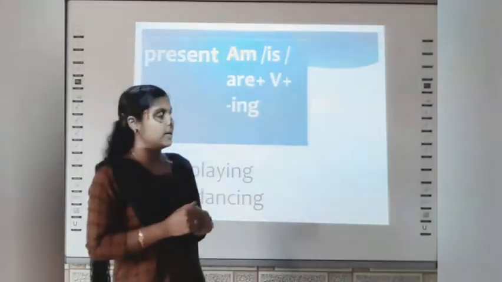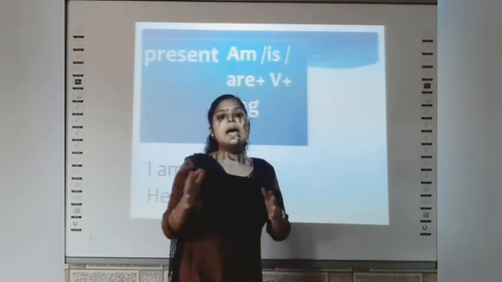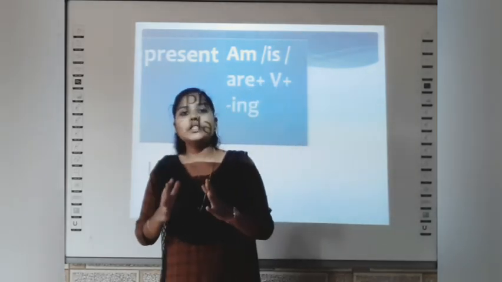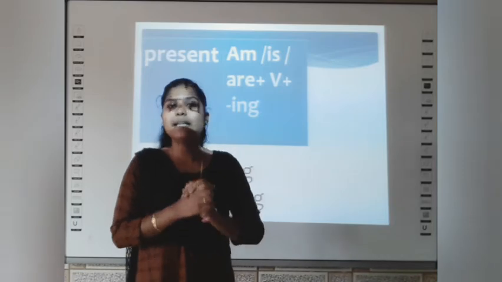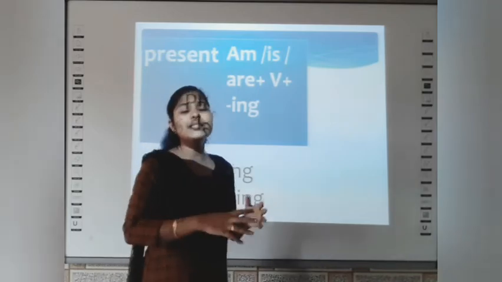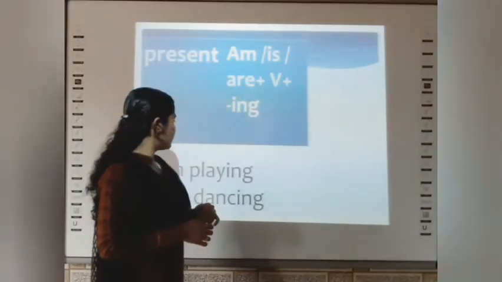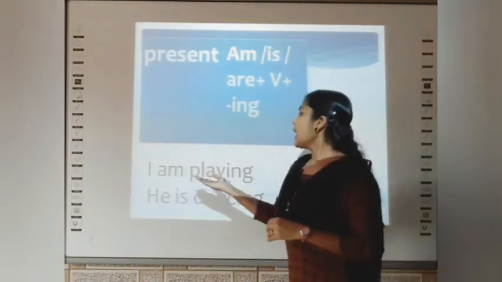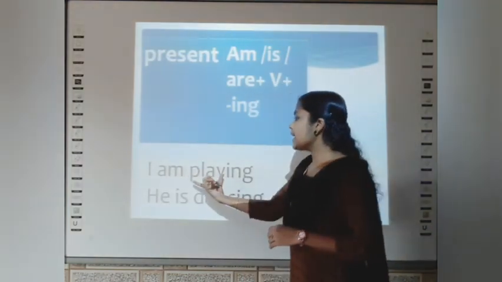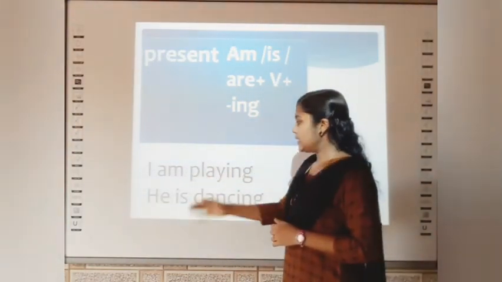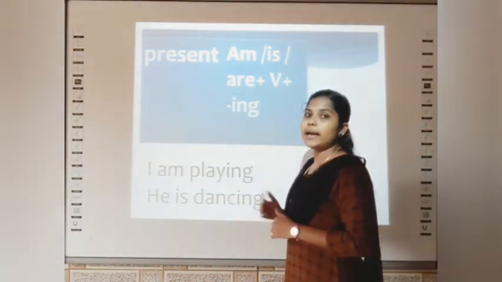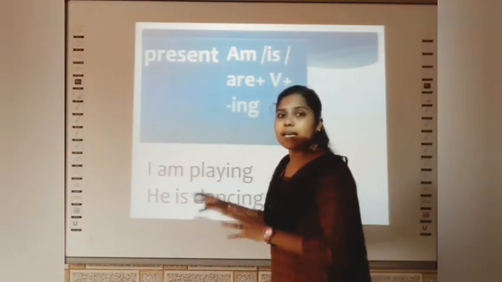Subject plus am, is, or are. For example, I am playing. He is dancing. They are playing. Then verb plus ing. The verb is in the form of ing, which means it is a continuous action. The action or activity is continuing. For example, I am playing. Here, I is the subject. Am playing: play is the verb plus ing. Next, he is dancing. Dance is the verb plus ing. He is dancing. He is still dancing.